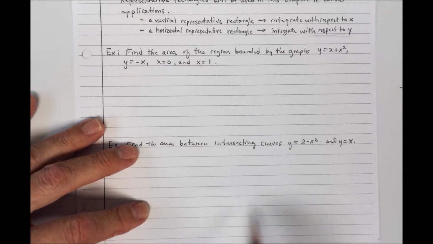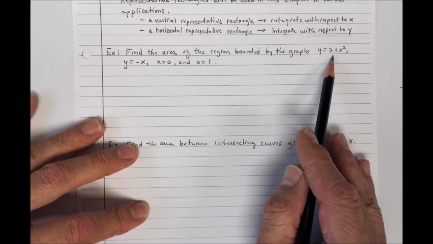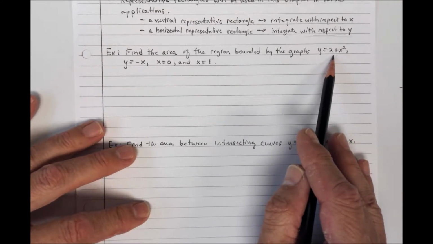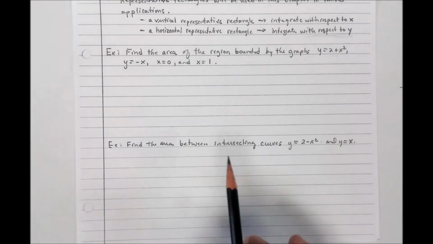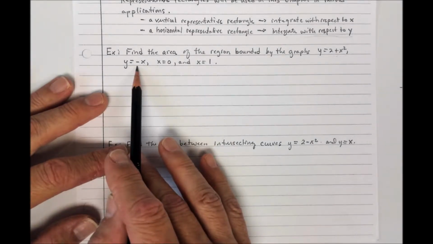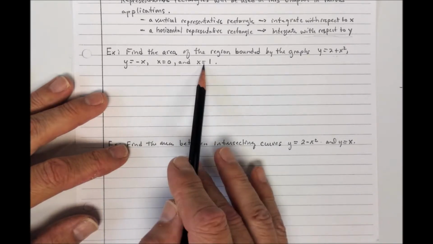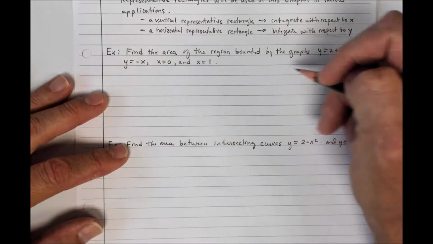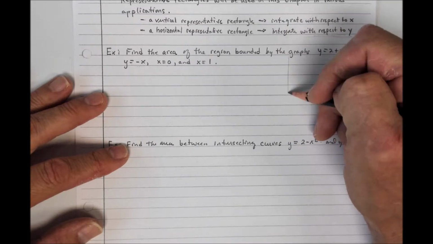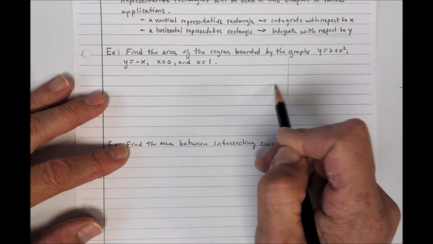So I'm going to find the area of the region bounded by the graphs y equals 2 plus x squared. That, of course, is a parabola that opens upward. y equals the opposite of x. That's a line that goes through the origin and has negative 1 slope. x equals 0, that's the y-axis, and x equals 1. There's another vertical line. So just kind of rough. I'm going to try to make a sketch here best I can.